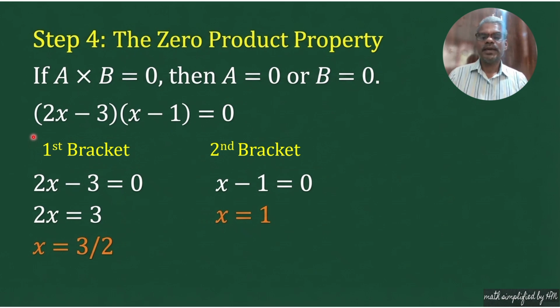Here we have in bracket 2x minus 3 into another bracket x minus 1 is equal to 0. So first bracket 2x minus 3 is equal to 0, second bracket x minus 1 is equal to 0. Solving this, we get 2x is equal to 3. Dividing both sides by 2, we get x is equal to 3 by 2. And solving the second equation, x minus 1 is equal to 0, it gives x is equal to 1.